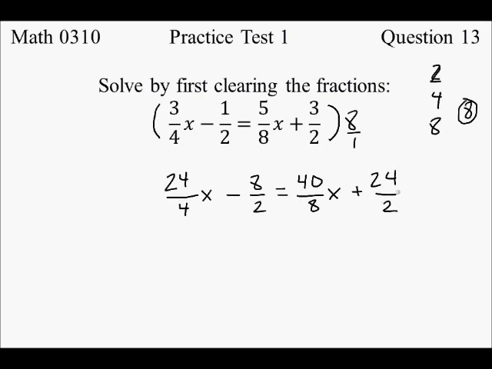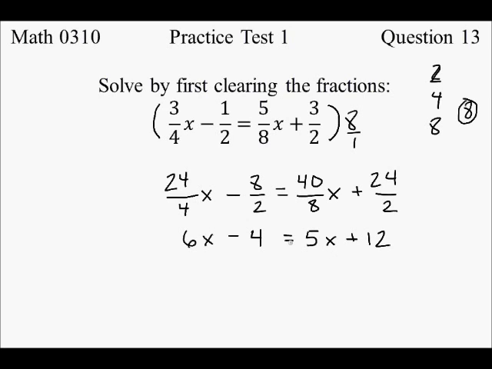And so notice this 8 really only multiplies the numerator, or the top of each fraction here. And so now each of these fractions is really a whole number. We look at 24 divided by 4 is 6, minus 8 divided by 2 is 4. Here 40 divided by 8 is 5, so that's a 5x there. And then plus 24 divided by 2, which is 12. Okay, so now we work it without fractions.